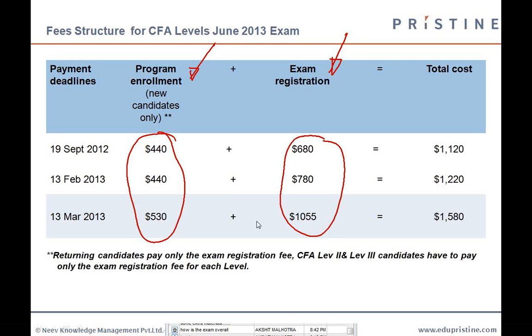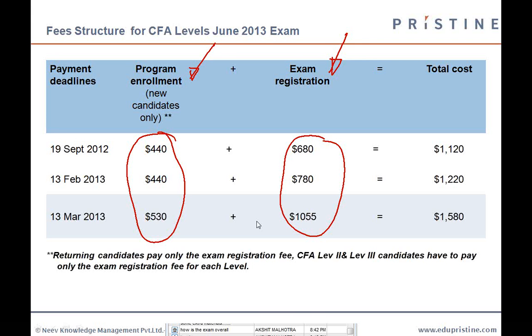There are questions saying that I've registered in some other city. Can I change my city of exam? Yes, CFA Institute allows you to change your city of exam as long as you inform them at least 1 month or 2 months before the exam date. So if you inform them 2 months before that you want to write the exam here, they'll change your exam center without any fee at all. So that's not a problem.